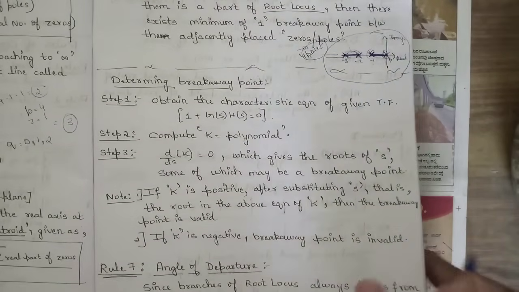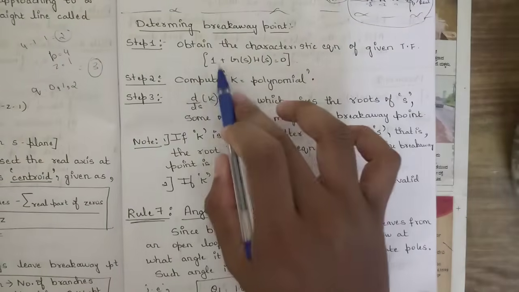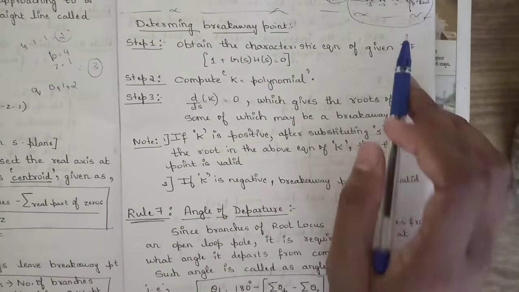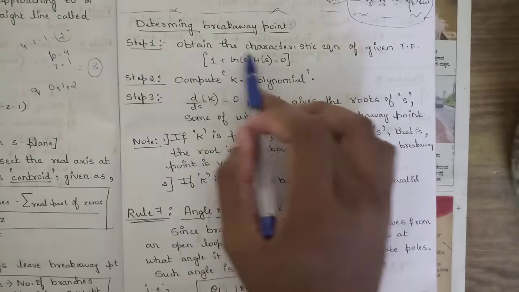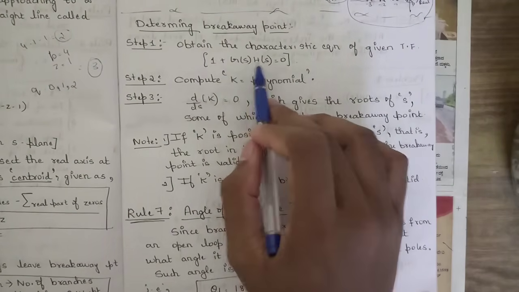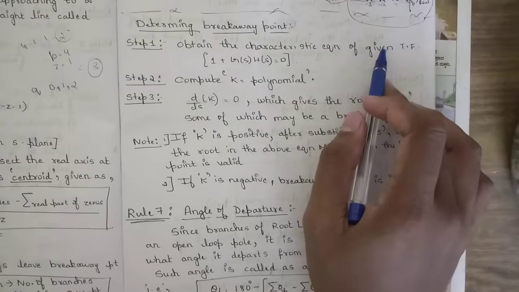So now let's see how to determine the breakaway point. We have a few steps for that. Step 1: obtain the characteristic equation of the given transfer function. They would give one transfer function, and we obtain the characteristic equation by writing the denominator of the transfer function, that is, 1 plus G of s into H of s is equal to 0. After computing, we would get the transfer function.